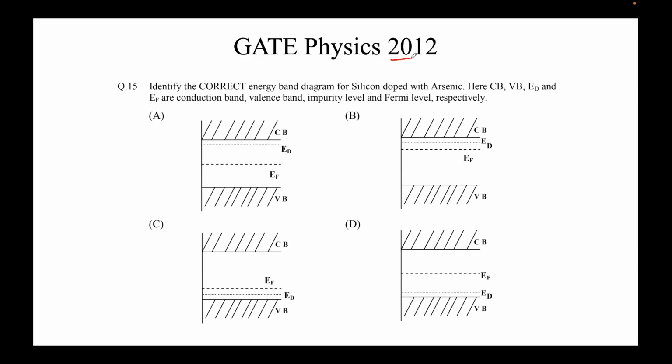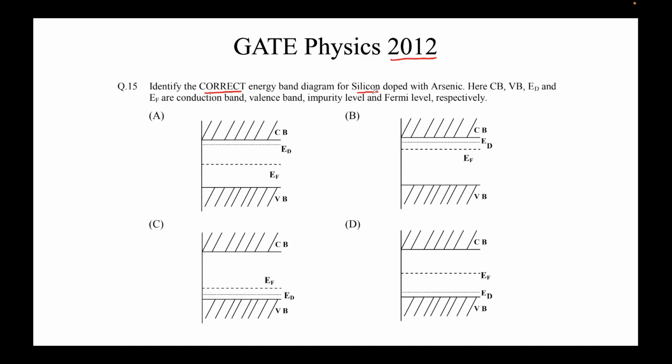The problem statement from GATE Physics 2012 reads as follows. Identify the correct energy band diagram for silicon doped with arsenic. Here Cb, Vb, Ed and Ef are conduction band, valence band, impurity level and Fermi level respectively. We are shown four options, each of them containing a band diagram. This is a multiple choice question with only one correct option and we have to choose the right one.